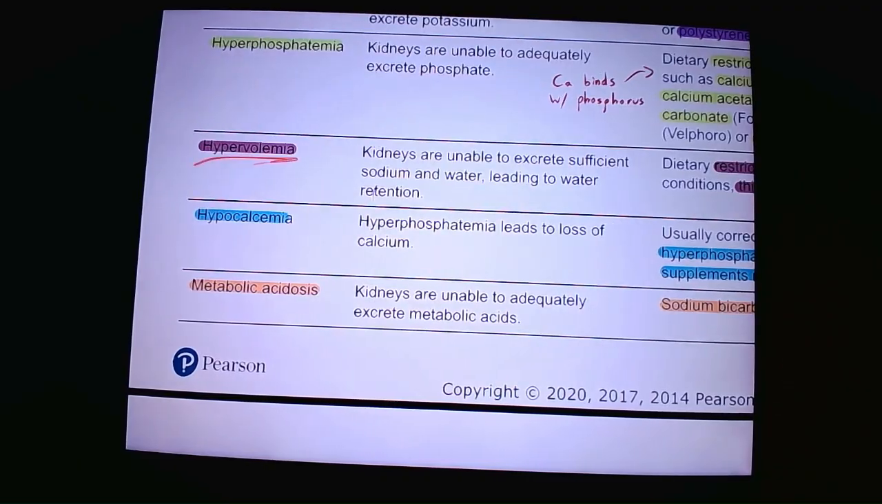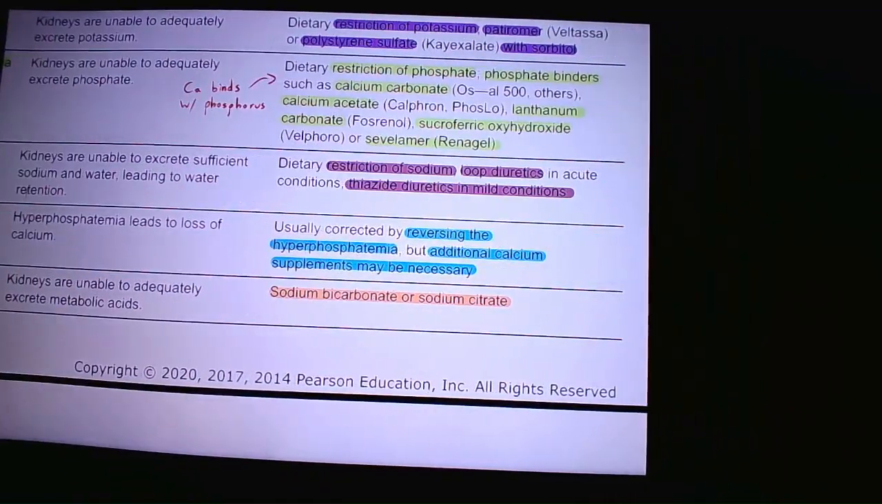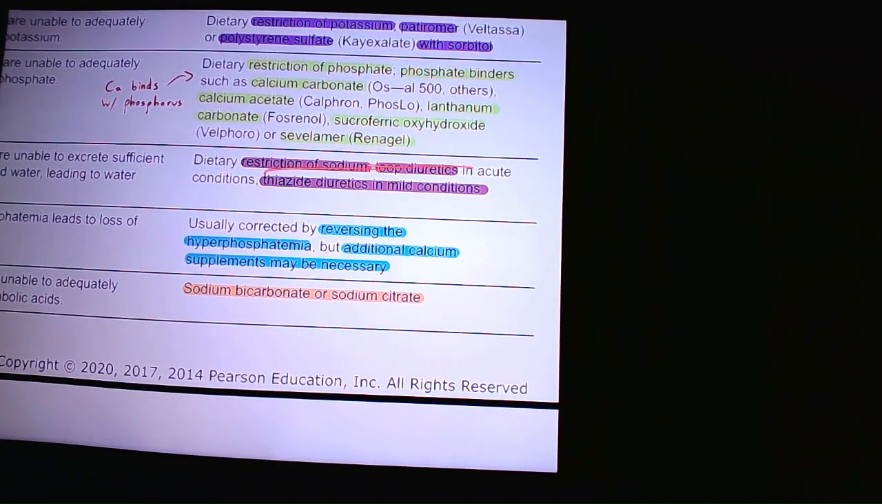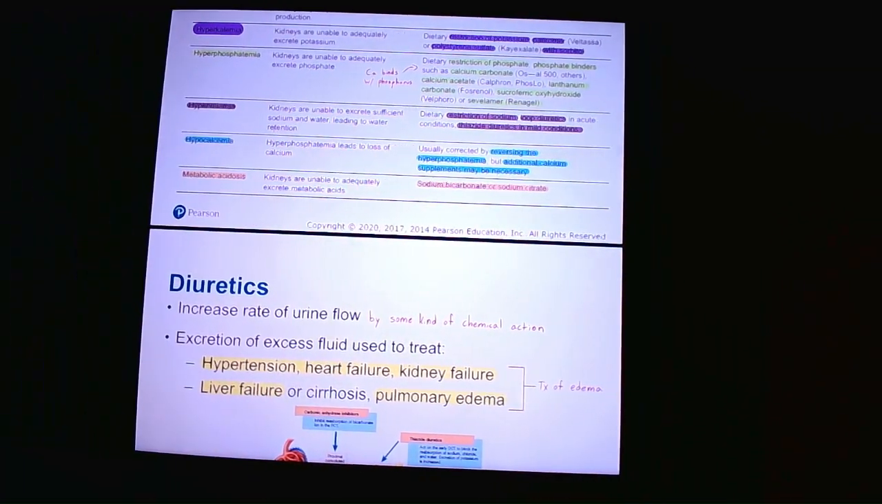And then for hypervolemia, you want to be on dietary restriction of sodium. Use loop diuretics because they make the most urine. We'll get into that in a little bit. And then also use thiazide diuretics. And then for any metabolic acidosis, you give bicarb.